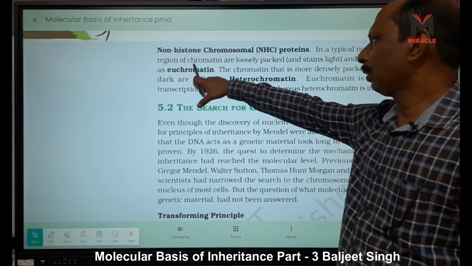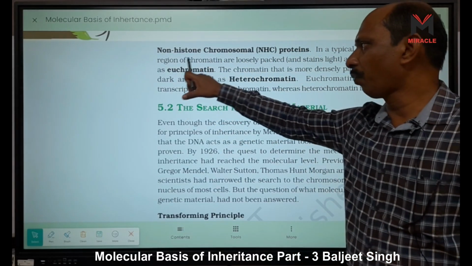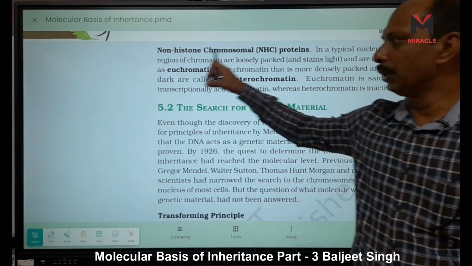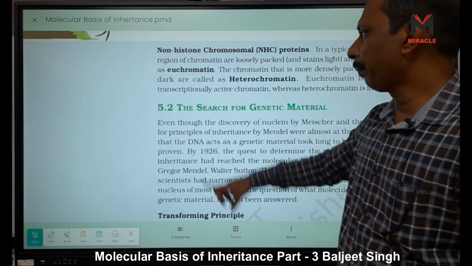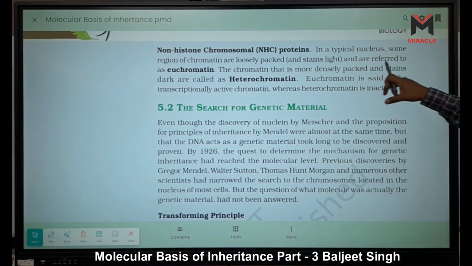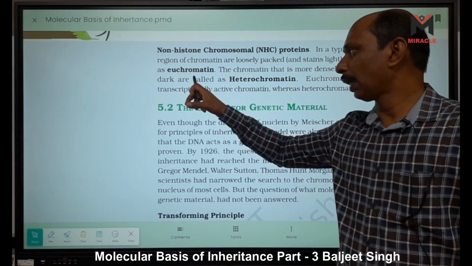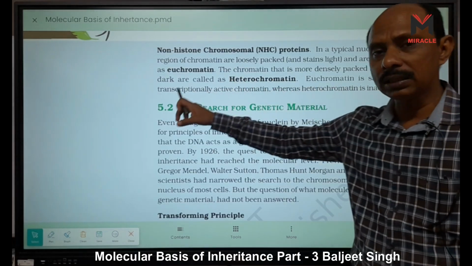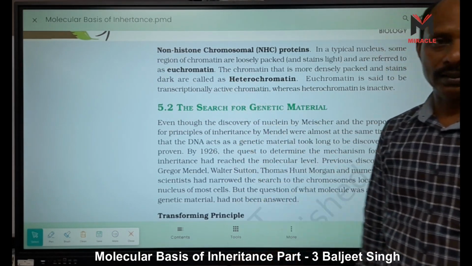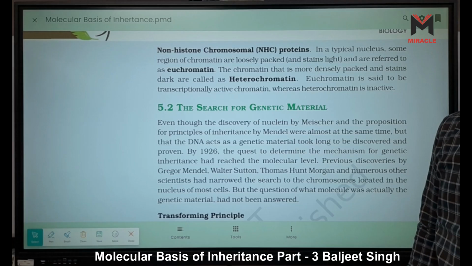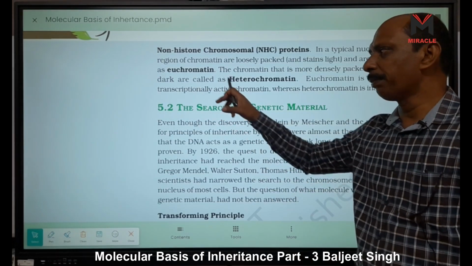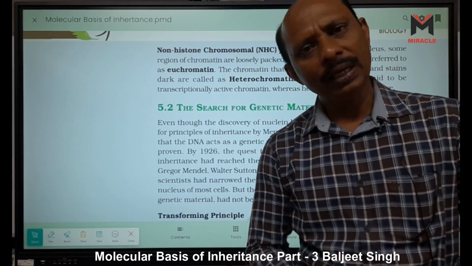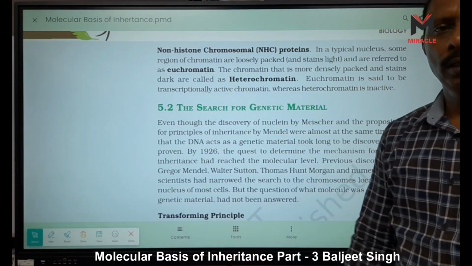Here it is given that in a typical nucleus, some regions of chromatin, that is DNA, are loosely packed and stain light, and are referred to as euchromatin. The chromatin that is more densely packed and stains dark is called heterochromatin. Euchromatin is said to be transcriptionally active chromatin because it is loosely packed. So euchromatin is responsible for the formation of messenger RNA, that is, for transcription.